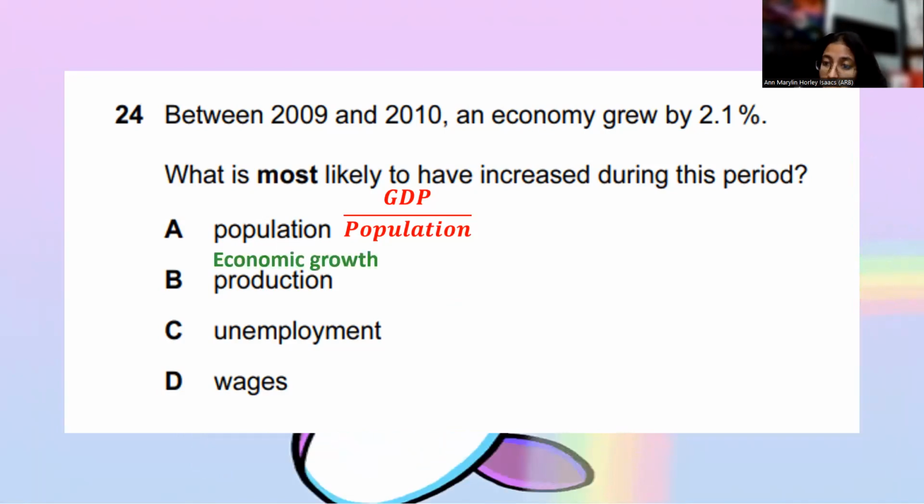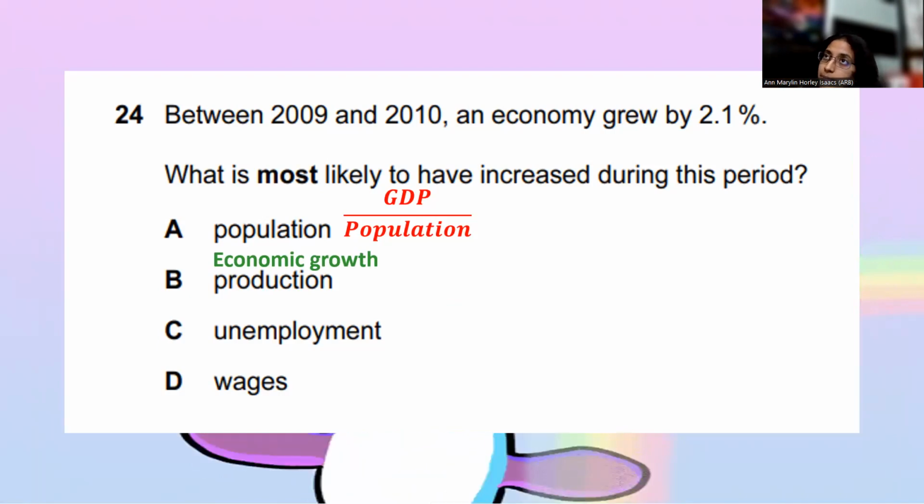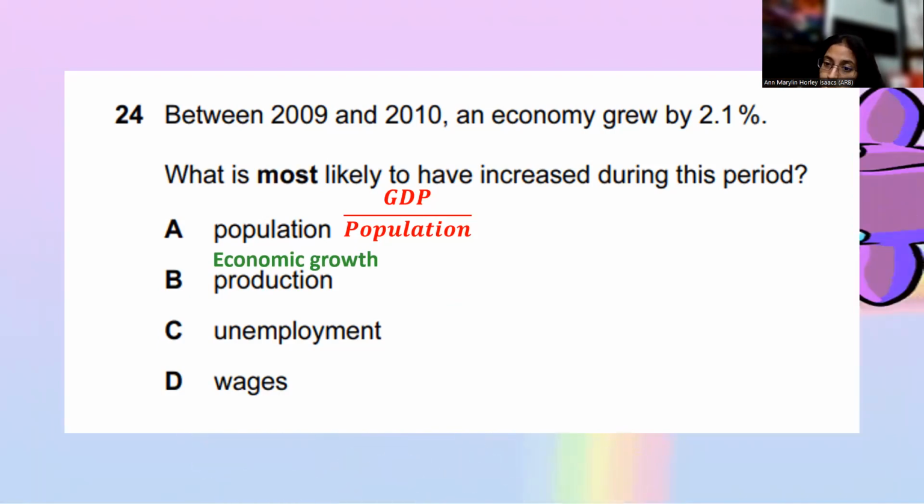Production, that's your GDP. If you go back to that same formula, GDP over population. GDP refers to the production of the country for the year, production of goods and services. So if GDP grows, again simple maths, 2 divided by 2 gives you 1. 4 divided by 2 gives you 2. So if production grows, you have economic growth.